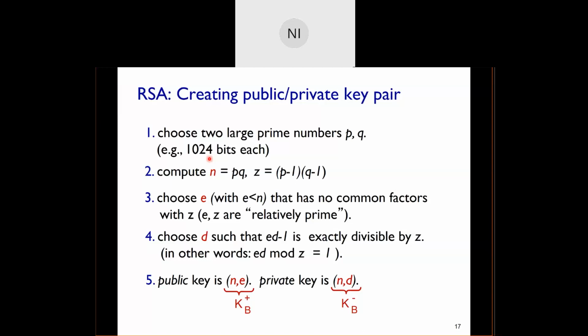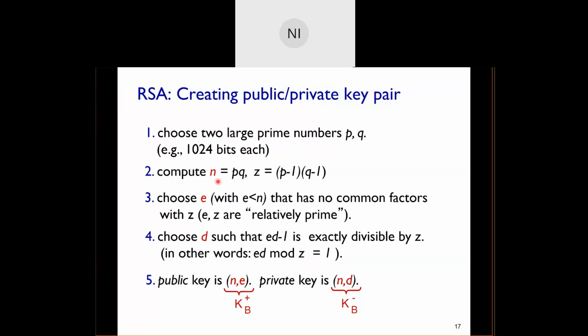So have you ever written a program to find prime numbers of this size? What do you think? How long will it take to find a prime number which is in the order of 10 to the power of 300? It takes really lots and lots of time. But anyway, for the time being, assume that you have chosen two prime numbers, P and Q, where the length of each of them is equal to 1024 bits.